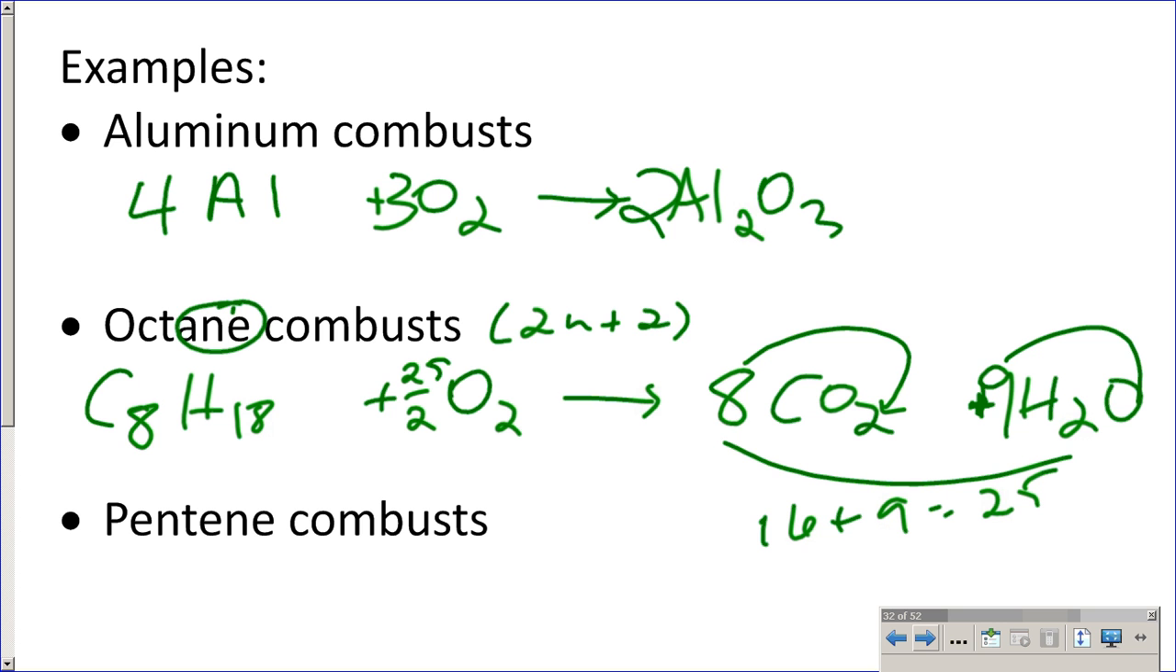So I can't have a fraction, nor can I have a decimal. What do? All right, multiply everything by 2. So multiply 25 halves by 2 is 25. This one's a 2. This one's a 16, and this one's a 18. Big numbers, 2 to 25 to 16 to 18 ratio.